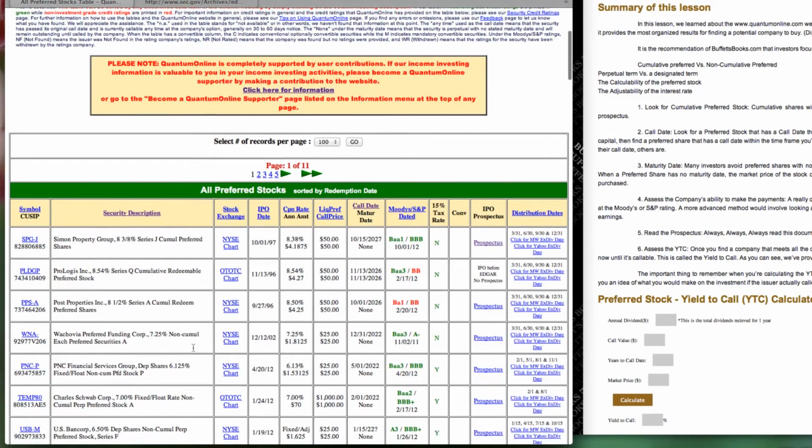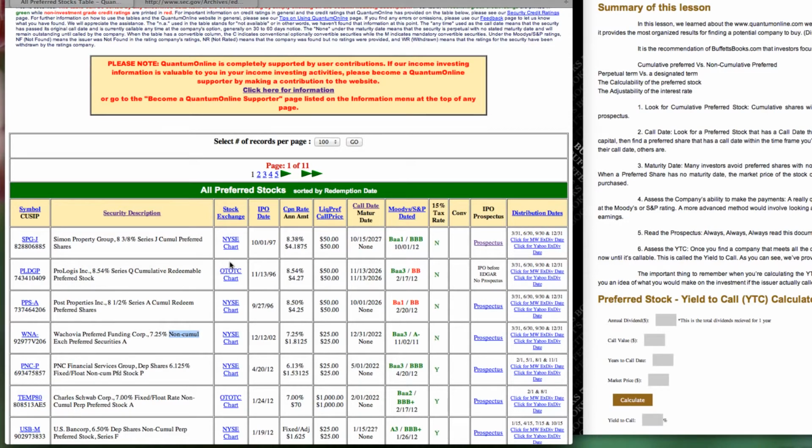So if we look down here on this Wachovia Preferred Fund, see how it says non-cumulative right here, where I have that highlighted? That's, in my personal opinion, something you really want to avoid. So that's the first thing that we're going to look for when we go down here in the security description. We're always going to be looking for something that's a cumulative preferred stock.